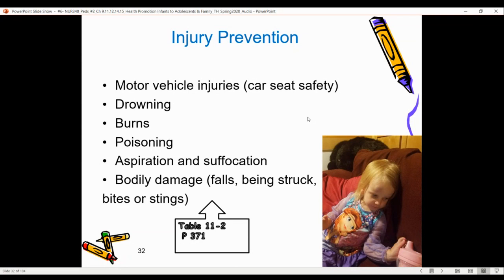Drownings at this age, remember the toddlers are an increased risk factor because they're mobile now, so we should be supervising. We should make sure that bodies of water like swimming pools have fences around them.